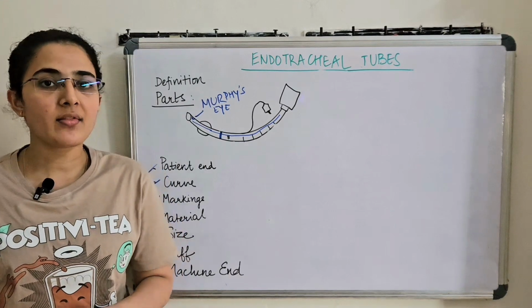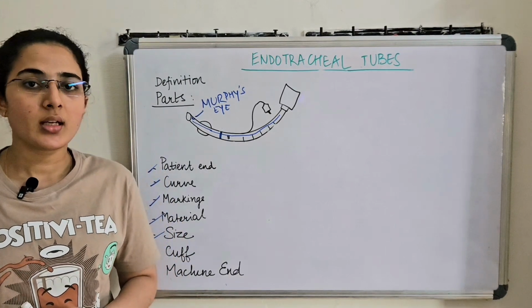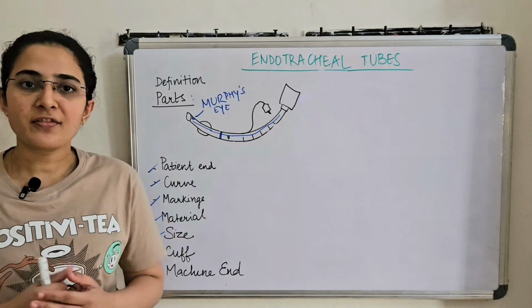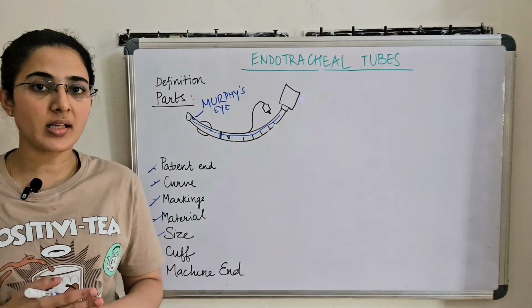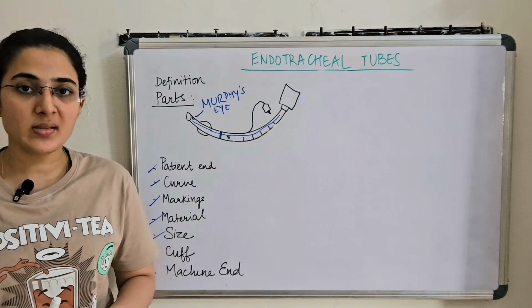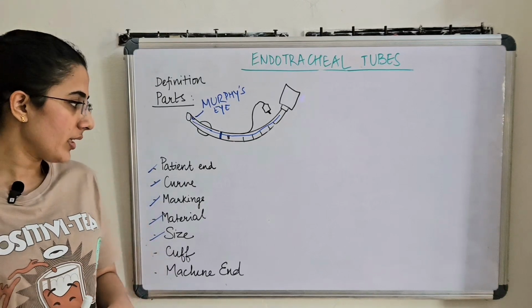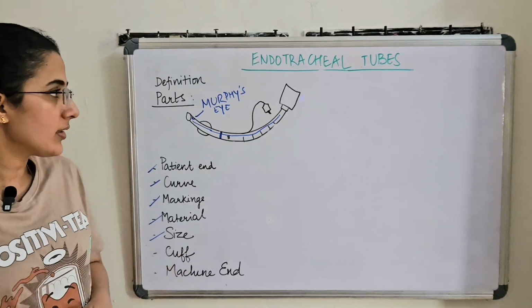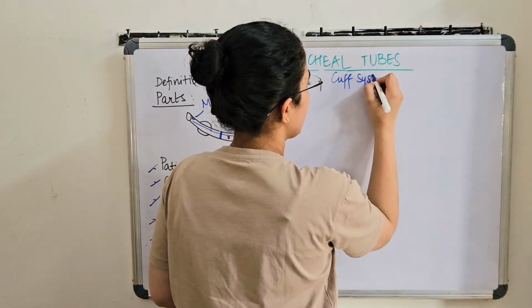The cuff is something which will help us in providing a seal for the endotracheal tube against the trachea. The function of it is to prevent any gas leaks, to help to centralize the tube within the trachea, and also prevent aspiration of the pharyngeal contents into the trachea. Right? So the cuff system can be divided into two types.